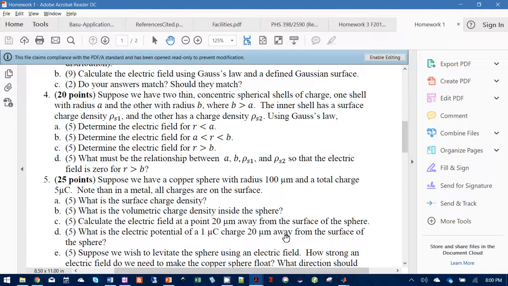Look at the symmetry of the problem. You're asked to find the electric field at any point. So any point could be any r, theta, or phi, right? We're in spherical coordinates, so it could be any one of those. But if you look at the symmetry of this problem, there's going to be spherical symmetry there.